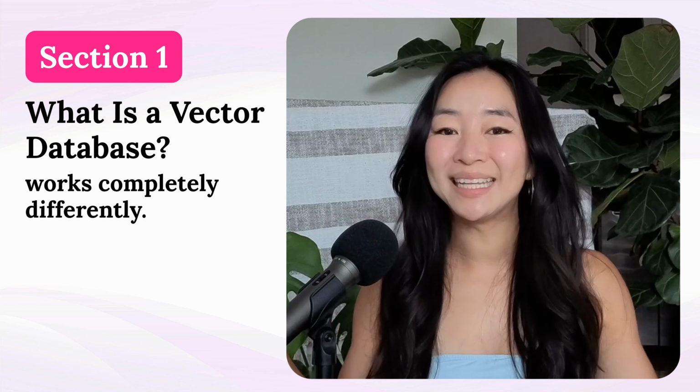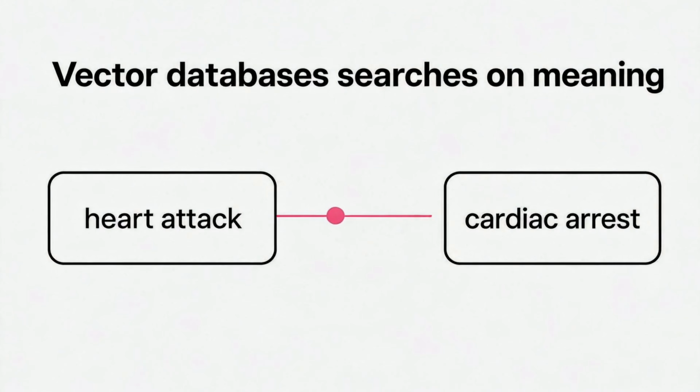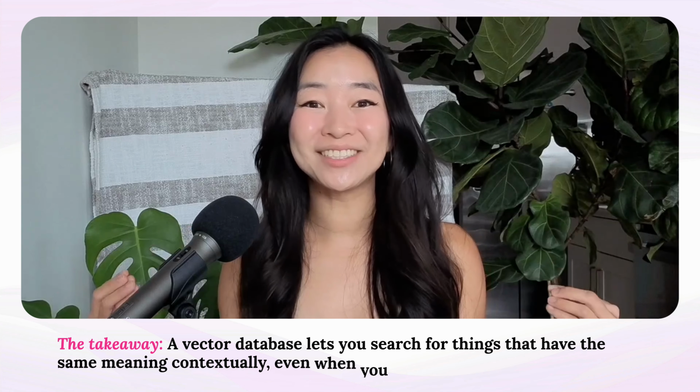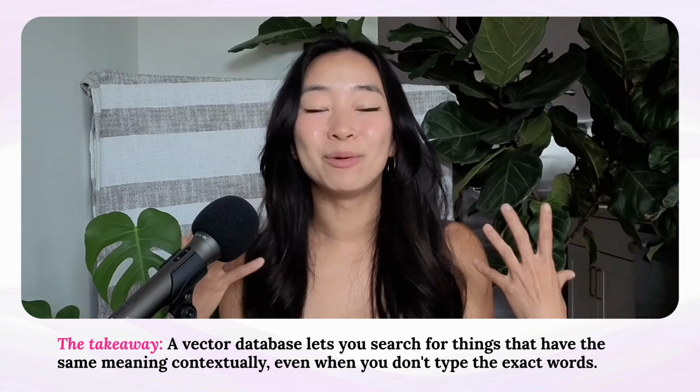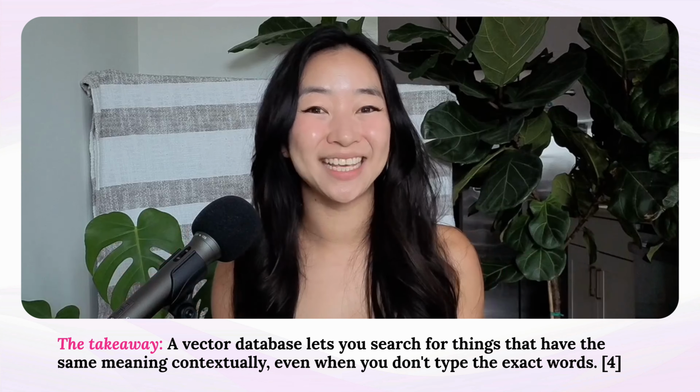A vector database, on the other hand, works completely differently. It allows us to search based on meaning, not keywords. So for example, if you search for heart attack, it might pull back a result that includes cardiac arrest. Even though those are completely different words, we know, and the vector database knows, that they mean basically the same thing. So the takeaway here is that a vector database lets you search for things with the same meaning contextually, even if you're not typing the exact same words.